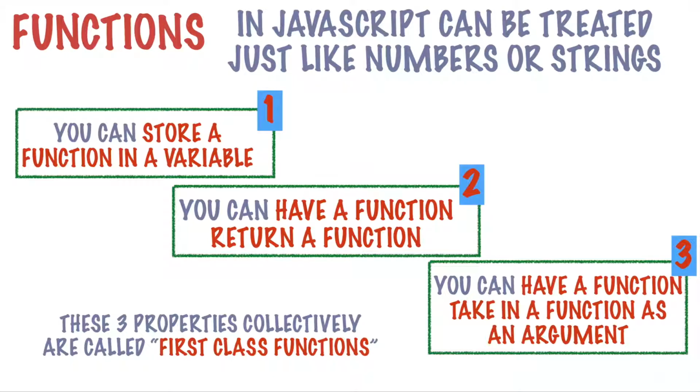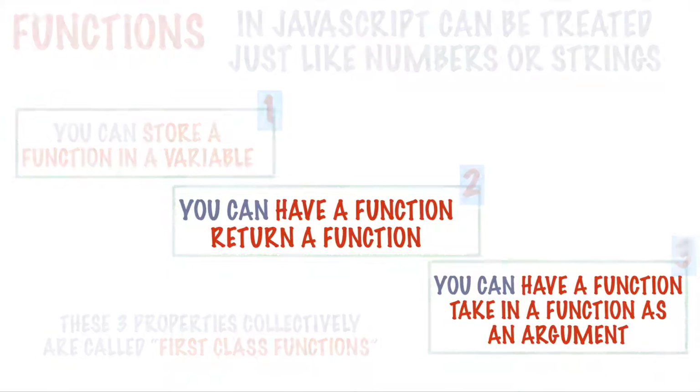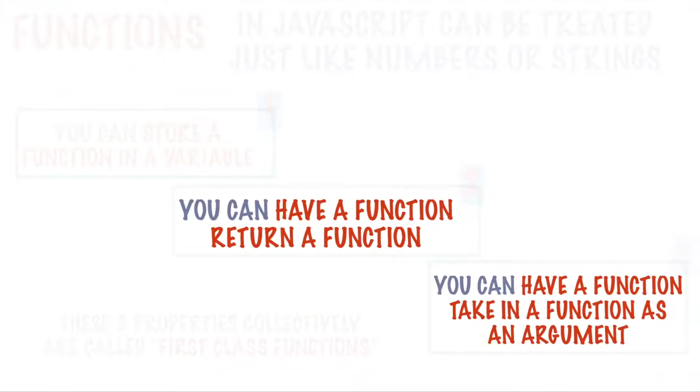Of these 3 properties that you can see on screen, let's pay special attention to point 2 and point 3. You can have a function which returns a function. The function which returns a function has a specific term. Similarly, you can have a function which takes in as its input argument another function. A function which has another function for its input argument again has a special term with which we refer to it.